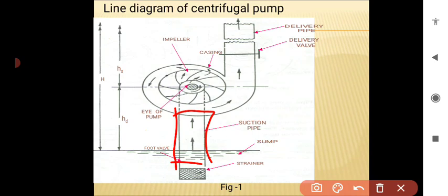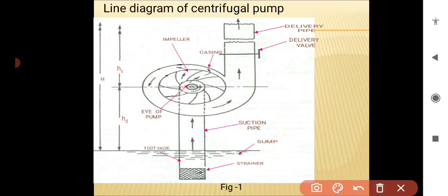This is the suction pipe. One end is connected to the center of the impeller, and the other end dips into water in a sump. This suction pipe is quite often kept larger in diameter than the delivery pipe. Therefore, water enters the suction pipe with the least resistance.